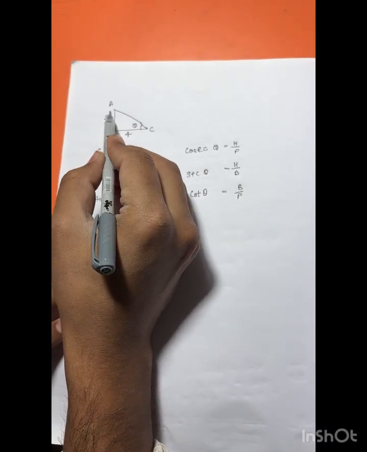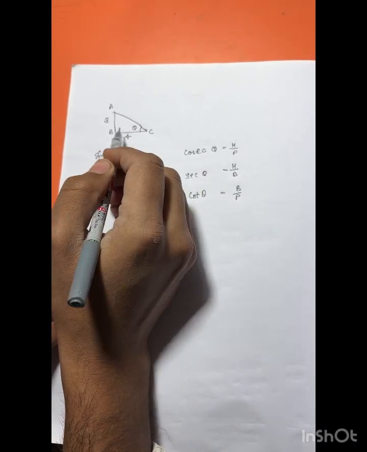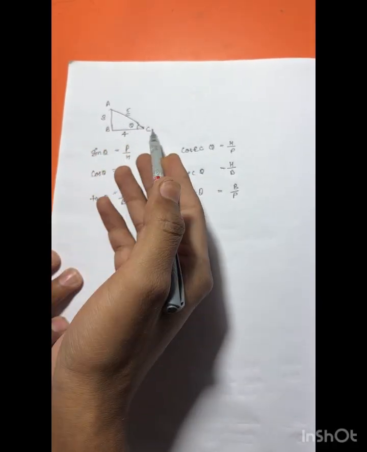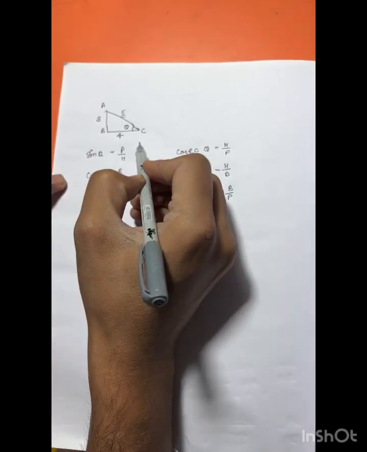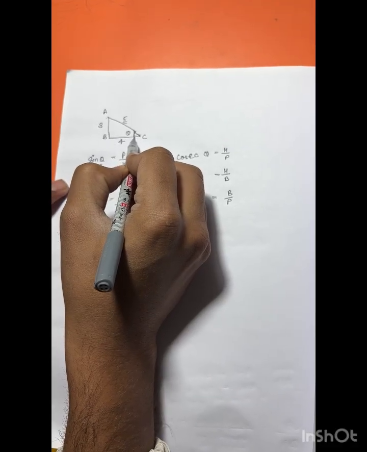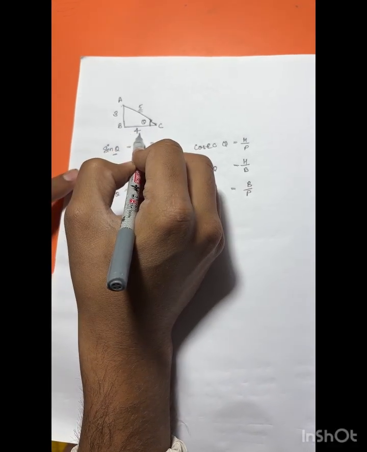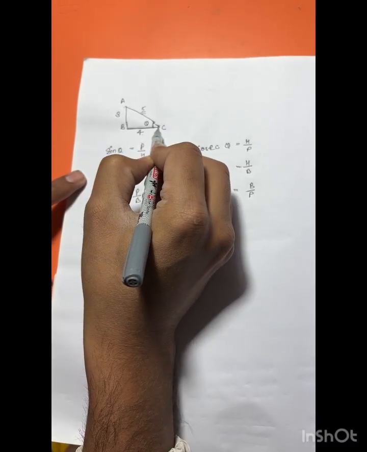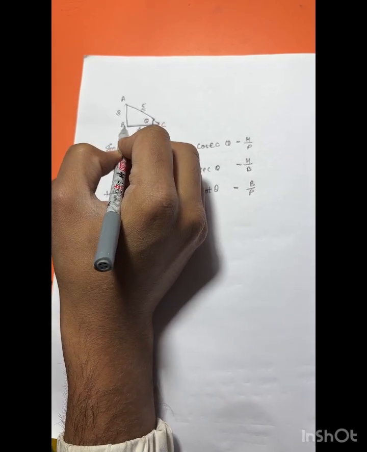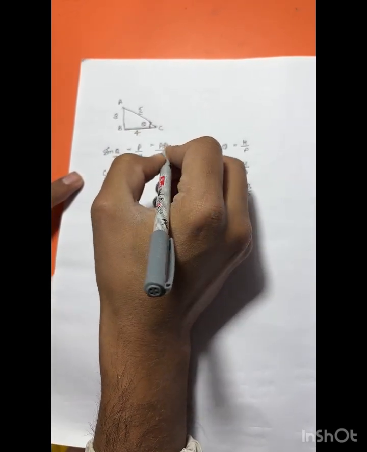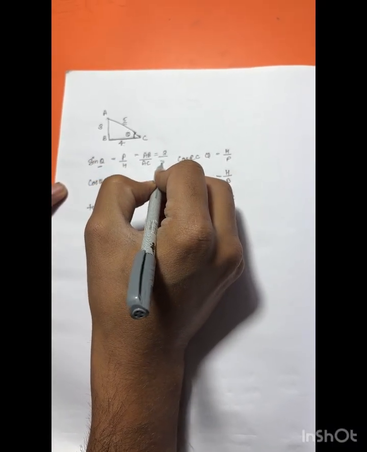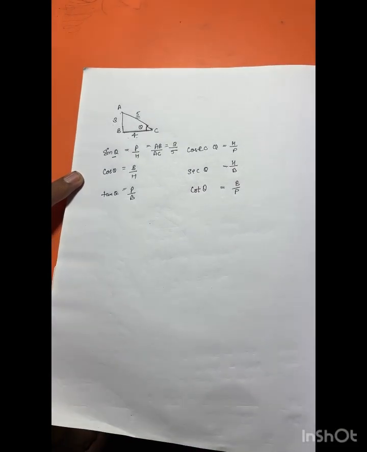So first we will apply the Pythagoras theorem. With 3, 4, this will be our 5. You can find it by applying the Pythagoras theorem. So first we are talking about theta. If we are talking about theta, which side will be the perpendicular, this side or this side? This side will be the base, so perpendicular will be AB, and hypotenuse will be AC. AB equals 3 and AC equals 5. So sin theta equals 3 by 5.